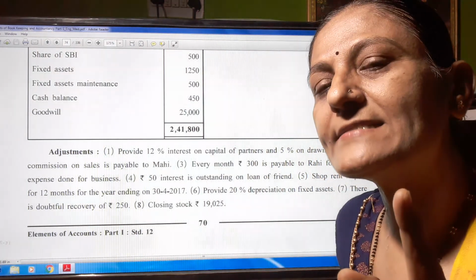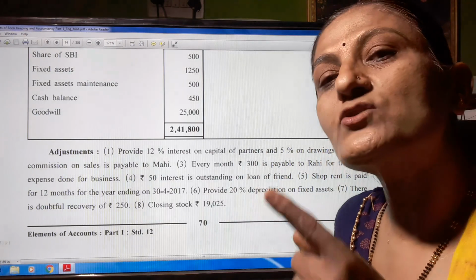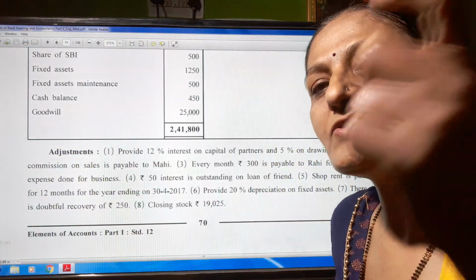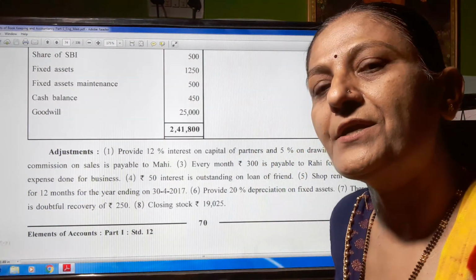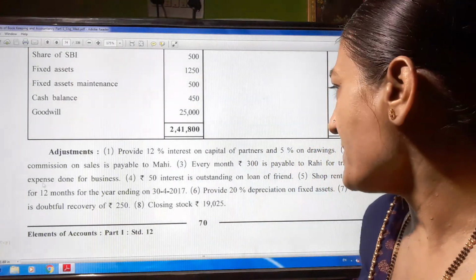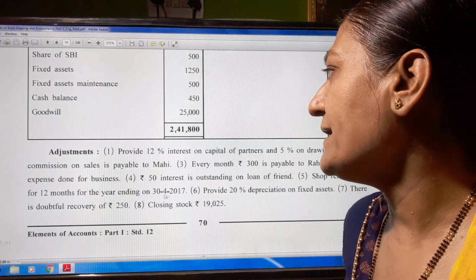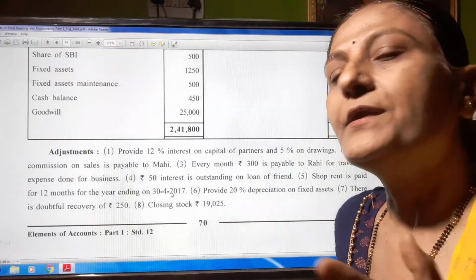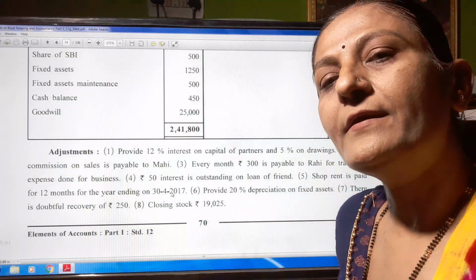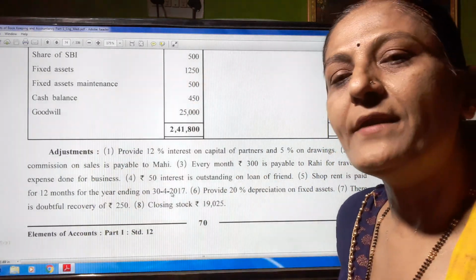When outstanding is there, it is a liability, and it is interest on loan. So interest on loan plus outstanding interest on loan we have to add here in the profit and loss account debit side. Shop rent is paid for 12 months for the year ending 30 April. Here already shop rent is given, and afterward prepaid shop rent is also there.